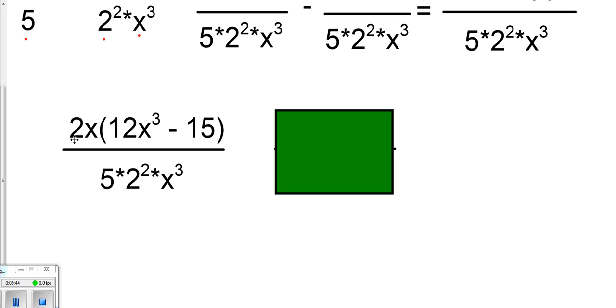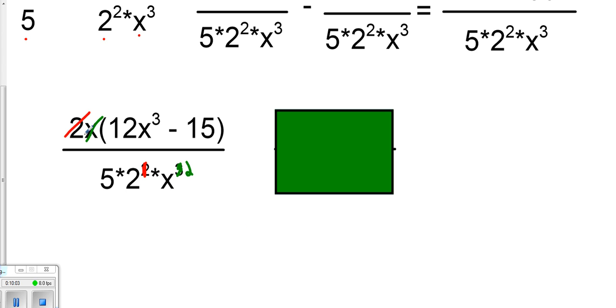Now, we still have this 2x on top and bottom as its own factor. We'll take 2 out, and that means we take one of these 2's out, so it's just 2 to the 1 now. We'll also take one of our x's out. That cancels this out and makes it to the second power.